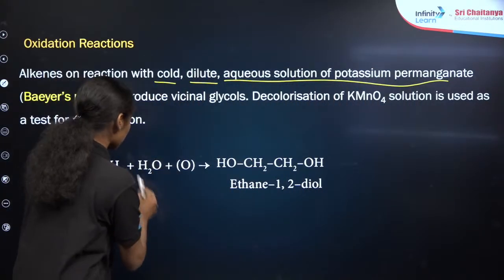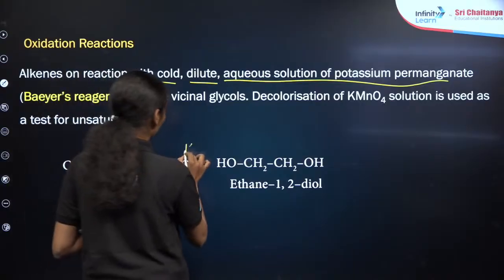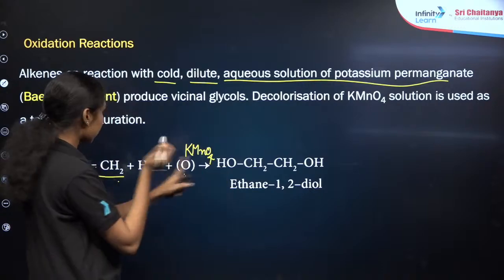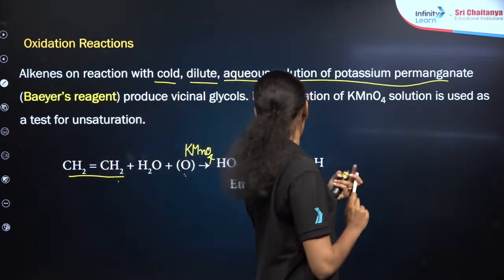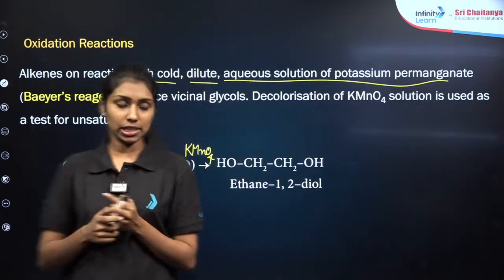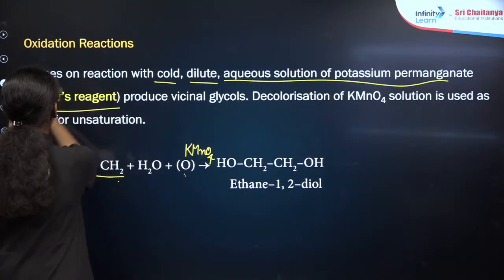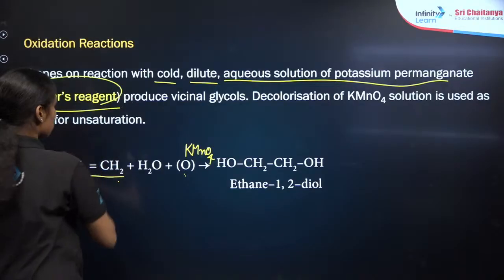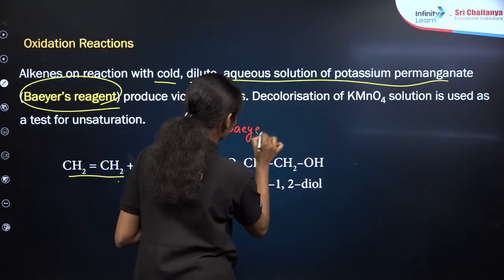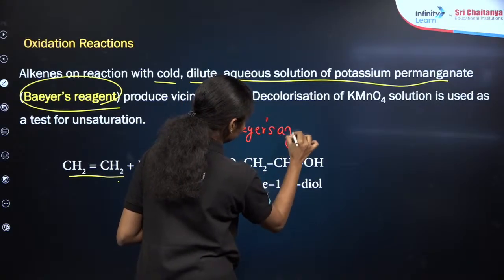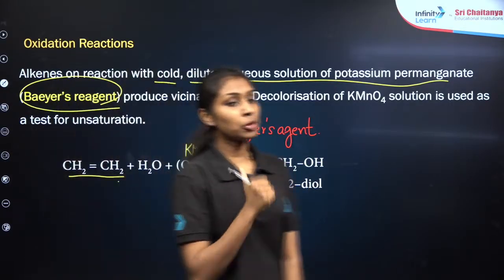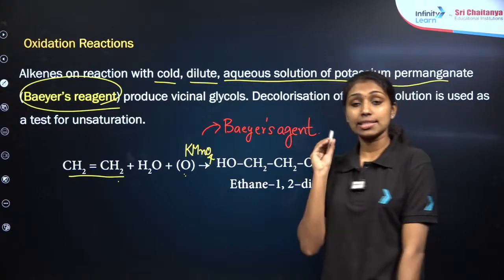So this is oxidation in presence of aqueous KMnO4, right? It will give the product CH2OH-CH2OH, that is ethane-1,2-diol. This particular reagent is known as Baeyer's reagent. In general, potassium permanganate has a pink color, right?